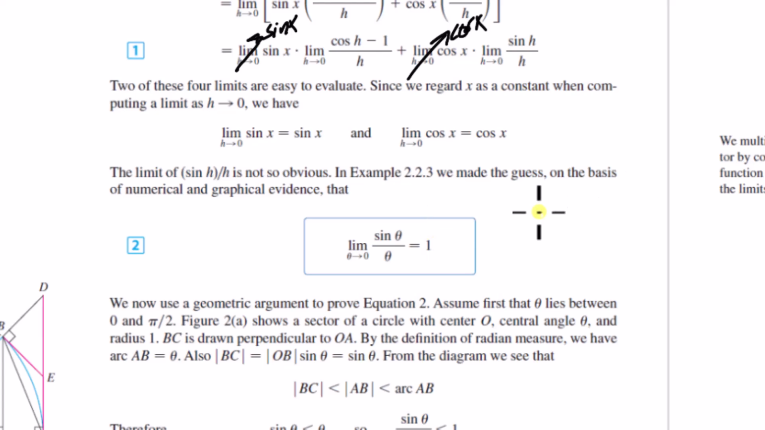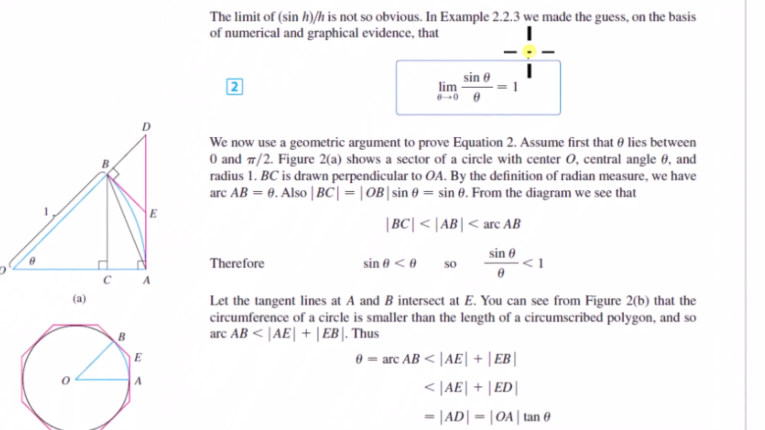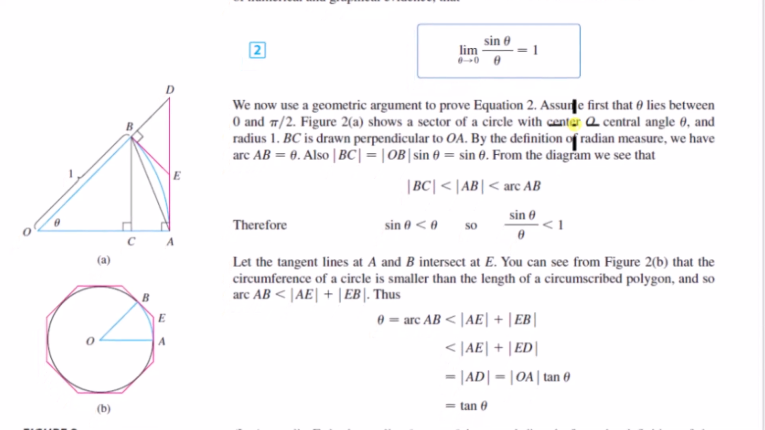They're going to prove it. So we can just change h to theta because it's just a variable. So the limit as theta approaches 0 of sine of theta over theta. This way we can think of theta as an angle in relation to the input into sine. Okay, they're going to use a geometric argument to prove this limit.